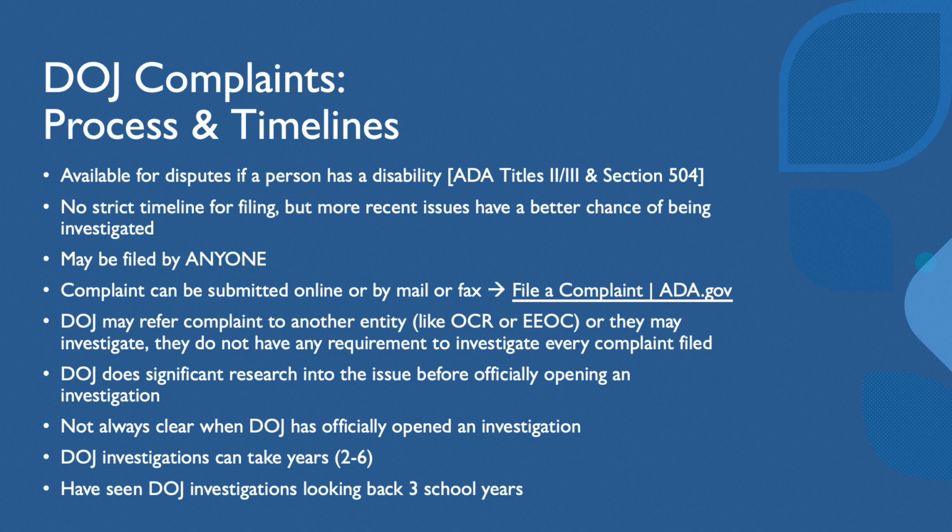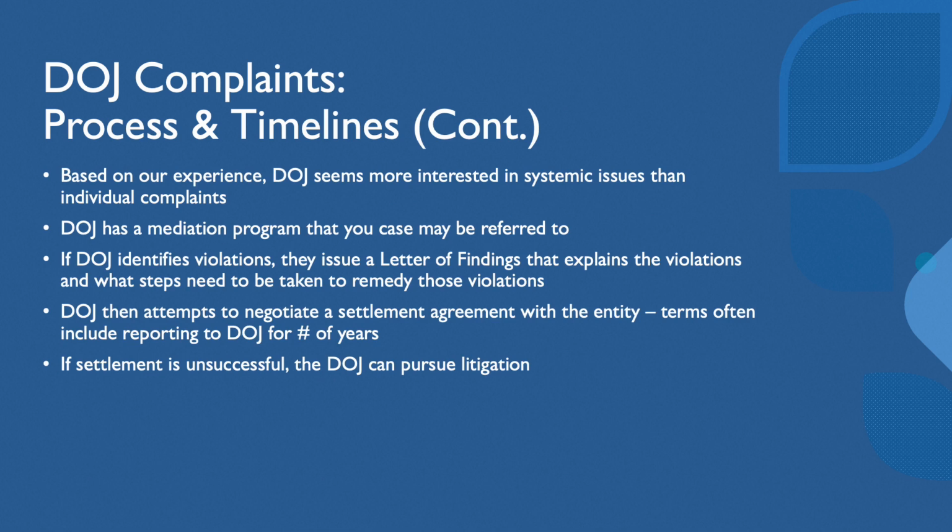In our experience, the DOJ does fairly significant research into the issue before opening an investigation, and they do not send notification letters like some of the other processes. Their process isn't very transparent, and we have sometimes waited years to hear anything from them. However, we have seen the DOJ looking as far back as 3 years for complaints about the use of restraint and seclusion in schools, and that's a lot further back than you can go with some of the other complaints. Based on our recent experience, it seems that the DOJ is more likely to look into systemic issues rather than individual complaints. They also have a mediation program, so your complaint could be referred to that voluntary process.